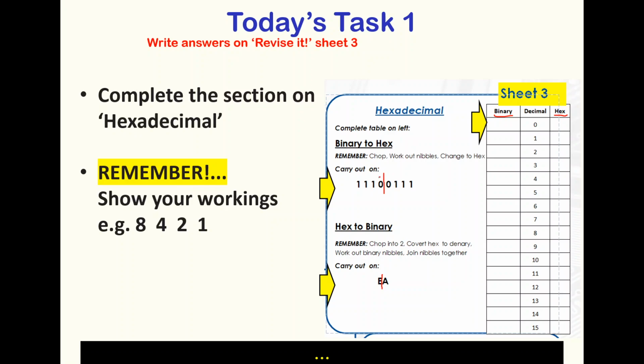Show your workings. Make sure you write in here the 1, 2, 4, 8. Otherwise you may make a mistake or you miss a mark in the exam for workings out. Off you go.